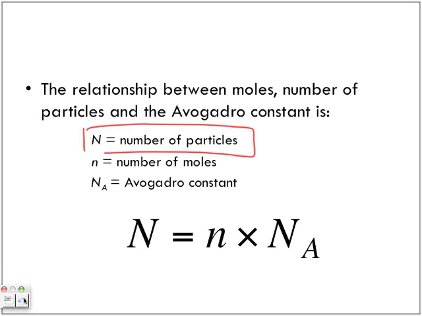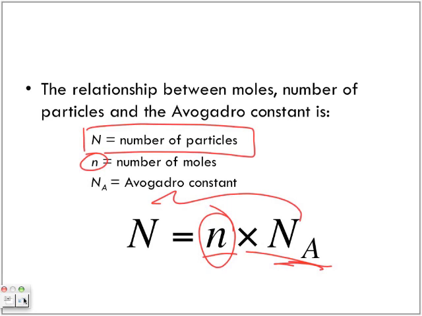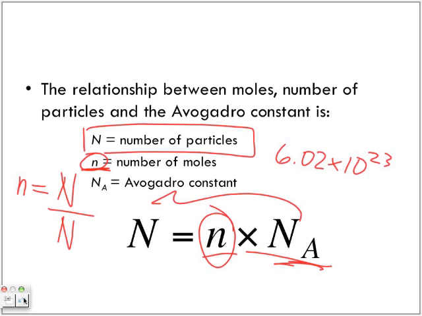Which means if we wanted to find the number of moles, we'd have to isolate for number of moles by moving this over to the other side of the equal sign. Obviously, we don't really need to do that, because the Avogadro constant is 6.02 times 10 to the power of 23. So if we needed to find number of moles, we isolate for n, and we get the number of particles divided by the Avogadro constant. You just need this equation.